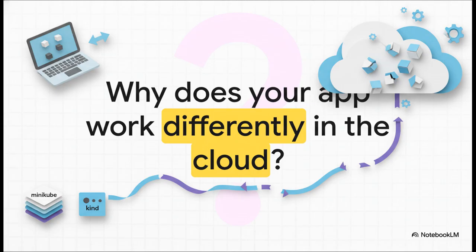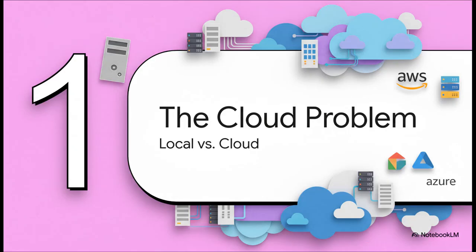So let's start with a question that I swear gets every single one of us at some point. You've built your app, it runs perfectly on your laptop with Minikube or Kind, everything's great. And then you push it to a real cloud provider, and suddenly some things just feel different. They don't work the same way. What is going on? Well, the answer really comes down to the huge difference between running something locally on your own machine versus running it inside a massive, complex cloud environment like AWS, GCP, or Azure.